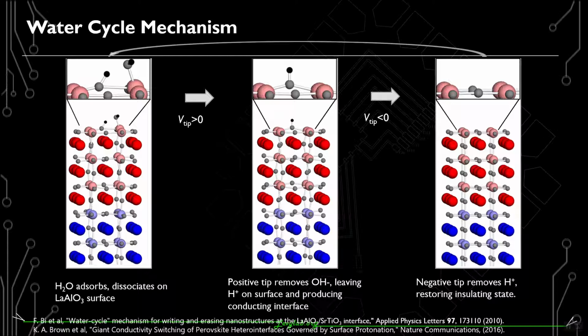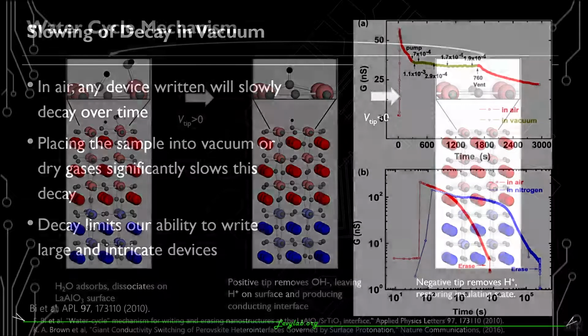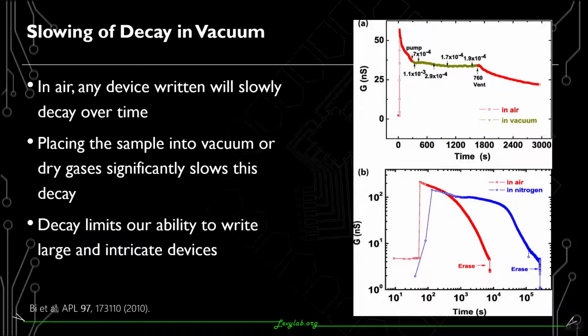However, we find that over time, due to excess ions in the air, the sample surface slowly becomes deionized, and we are able to slow this decay of any device that we write by placing the sample into vacuum or dry gases. And we know that by placing a sample into vacuum and then cooling it down to very low temperatures, say around 80 Kelvin, we're able to significantly slow this decay, or to the point of even stopping it.